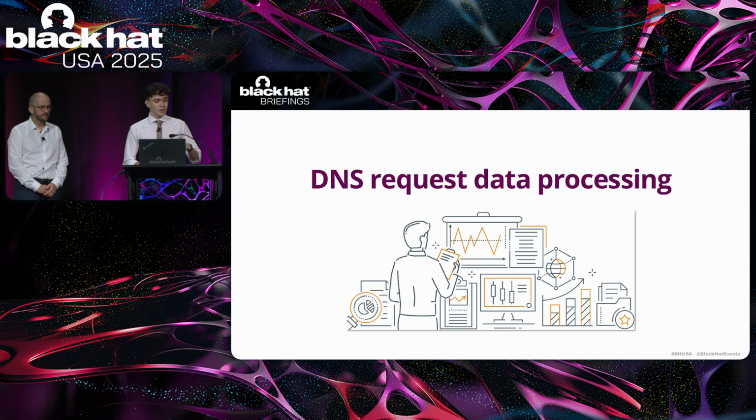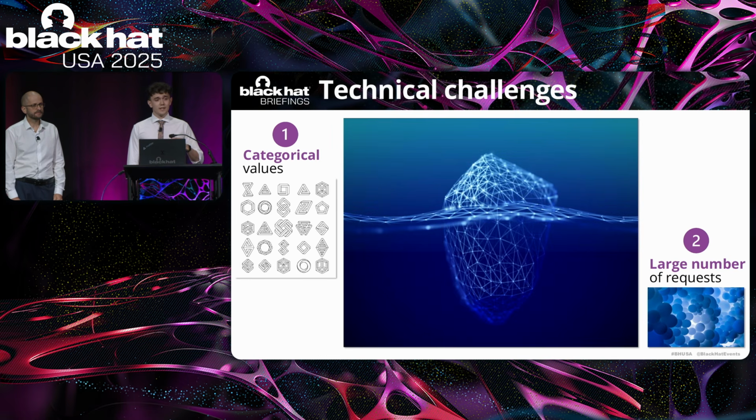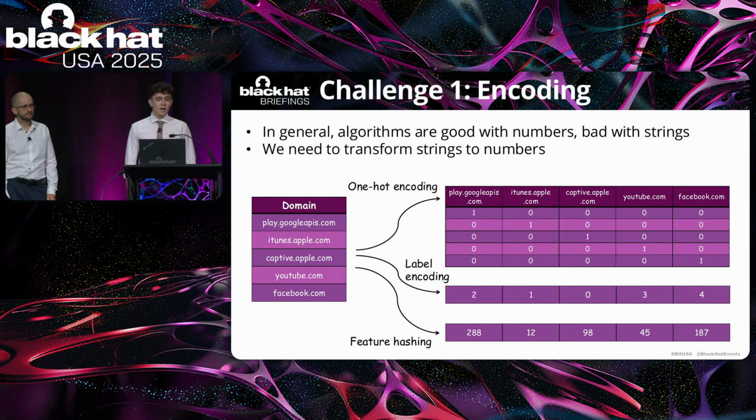Okay, we talked about DNS, we have seen the patterns, but what is the best approach to use DNS requests in analytics? Early on, we realized there are two elephants in the room when it comes to processing DNS requests. We have to deal with categorical values, and there is a large amount of requests that needs to be processed. The first challenge that any analysis must tackle is how to deal with categorical data. Algorithms best work with numbers, not with strings.